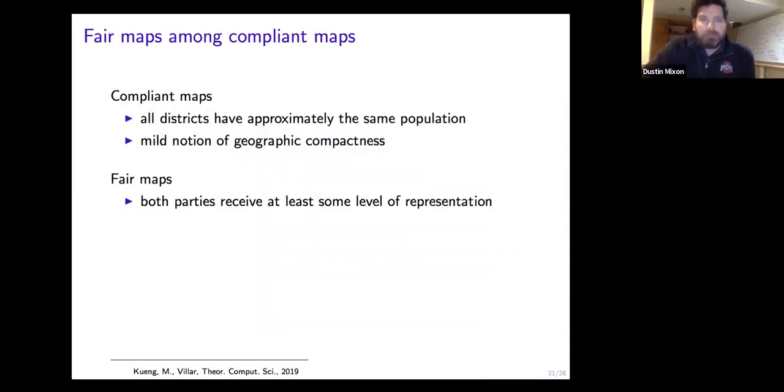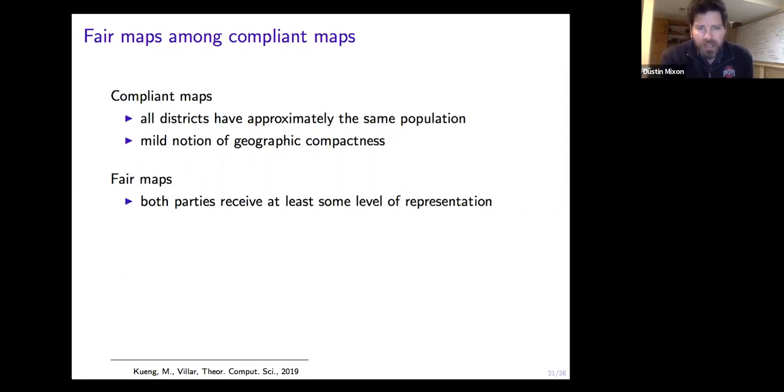I want to tell you a little bit about the model we have for compliant versus fair. We're not going to use what the Wisconsin General Assembly uses for compliant. It's going to be very down to earth. We want all districts to have approximately the same population, and we require some notion of geographic compactness. It actually won't matter the details of what our notion of geographic compactness is. Instead, I'll talk you through what we use about those notions in order to get the result. And then you could back out your favorite notion of geographic compactness that gives you those features.